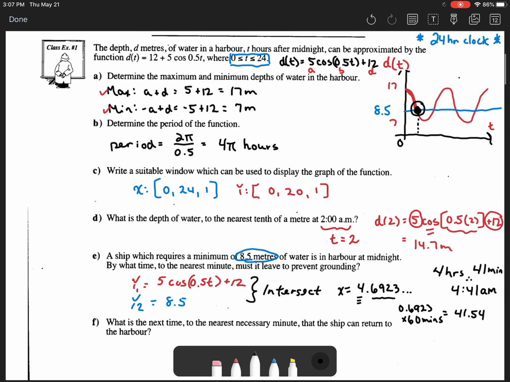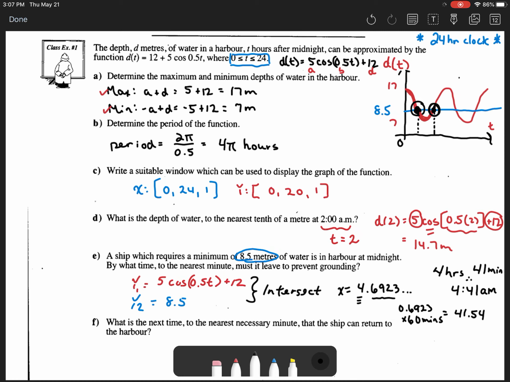Now in F, it says, what is the next time the ship can return? So the ship cannot return anywhere down here. Okay, the water is too low. The next time the ship can return is at this intersection point right here, just above it. Okay, that's when it can return. So I need to know this time, and then I actually have to be just a bit above it so that the water is high enough.